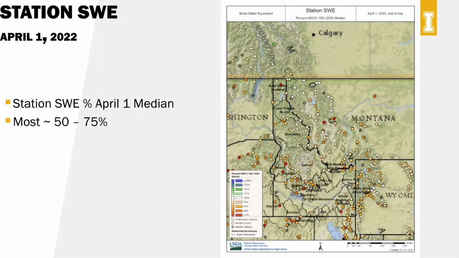Snow begins to melt across most of the state sometime in April, so April 1st SWE is usually a good measure of what we can expect from the snowpack across the state. And on April 1st last year, things didn't look really great. In this view, instead of showing basin percent of median SWE, I show the values for individual stations. Many of the stations were at only 50 to 75% of median SWE on April 1st.